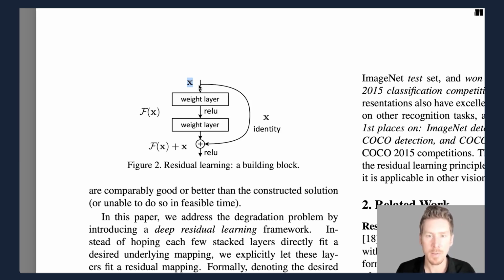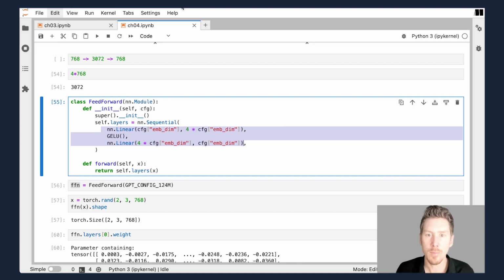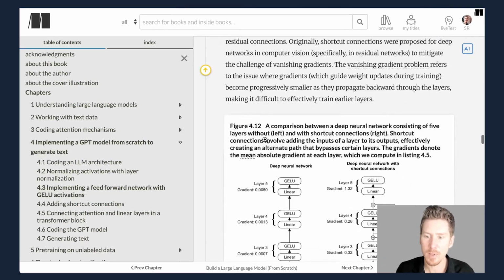So here, as a backdoor, the network can rely on this to skip these layers if they are not useful. It's essentially like a little backdoor here. You can think of it like that. Let's see how that works out in code.